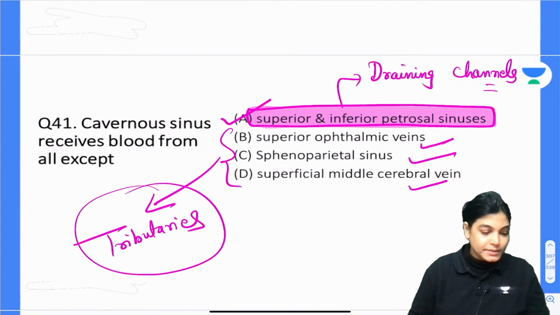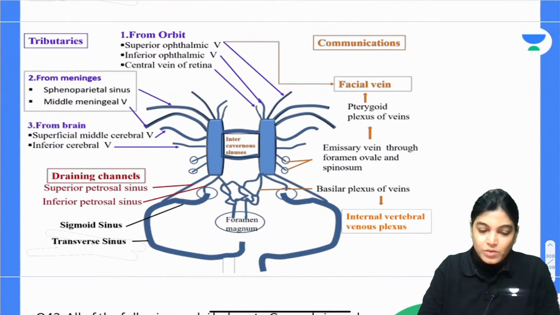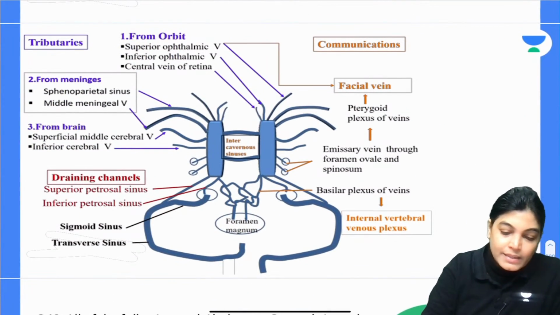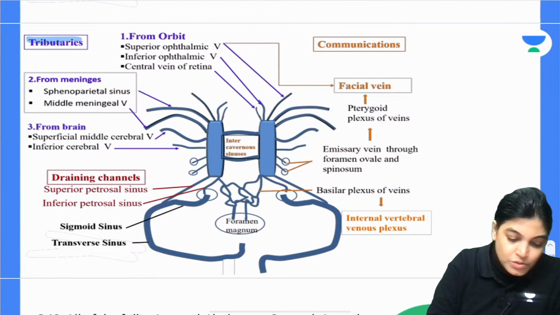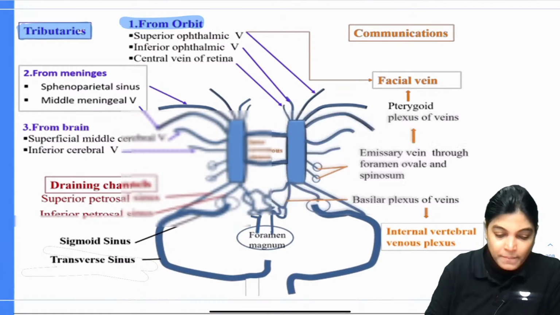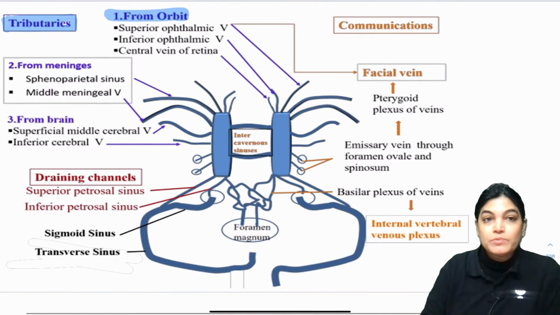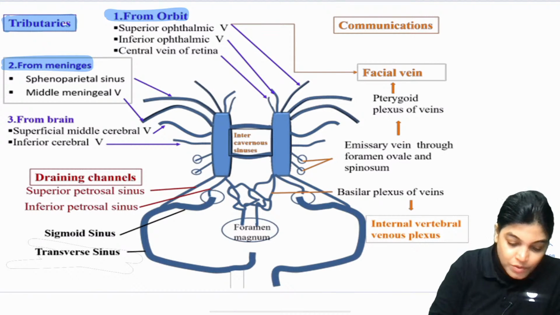Got it everyone? So let's move on to the question. Here in this diagram, you can clearly see the tributaries. One tributary source of the cavernous sinus is from the orbit. If you want, I will enlarge this image. See here, the tributary sources are from the orbit, from the meninges, and from the brain.